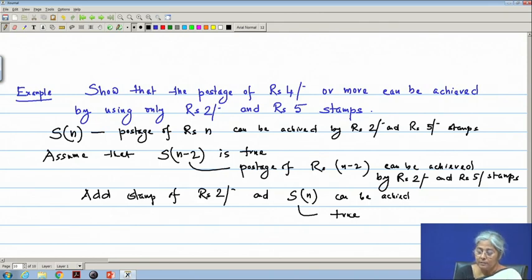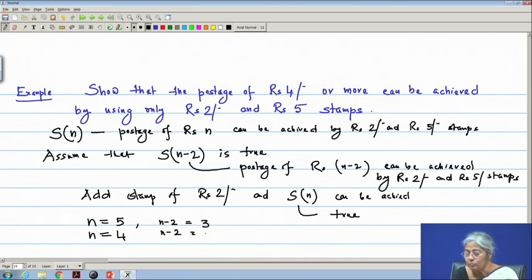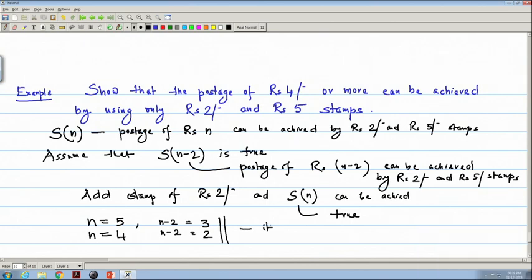Now, say n equal to 5, then n minus 2 is 3. But our statement is not given for n equal to 3. Or say n equal to 4, then n minus 2 is 2. So, it is not given. The statements are only for ₹4 or more.